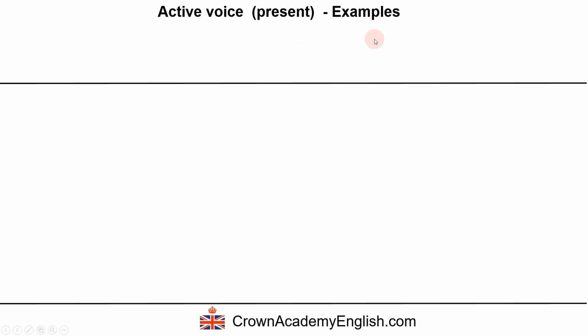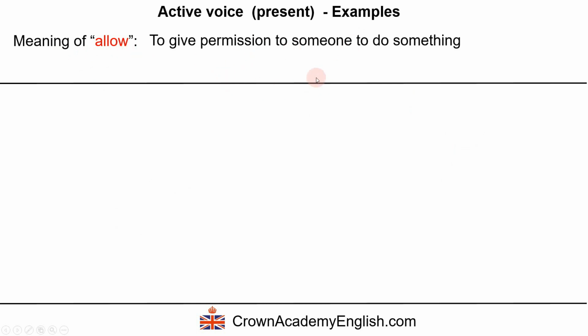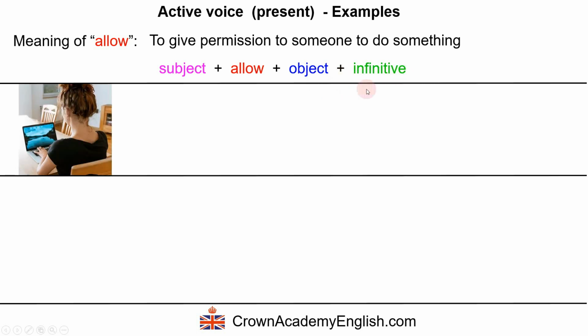So some quick examples. First of all, let's look at the meaning of this verb. It means to give permission to someone to do something, to authorize someone to do something. And a common structure is subject followed by allow followed by the object, and the object is often a person, followed by the infinitive verb. My manager allows me to work from home. Okay, my manager allows me to work from home.